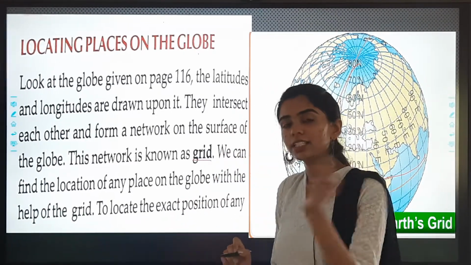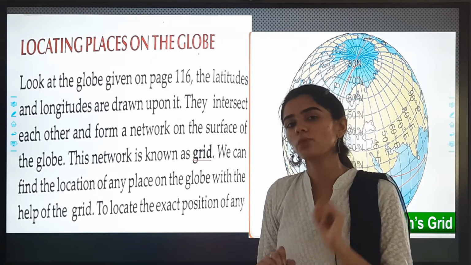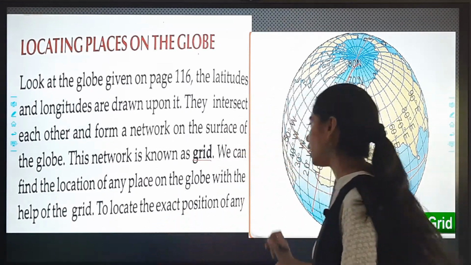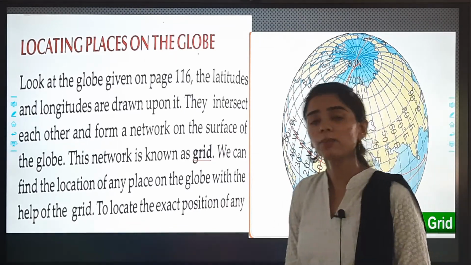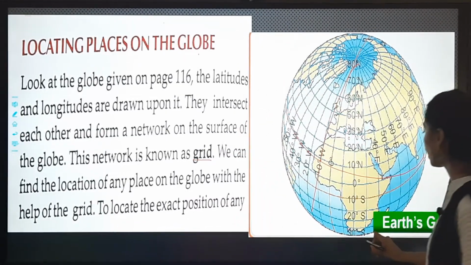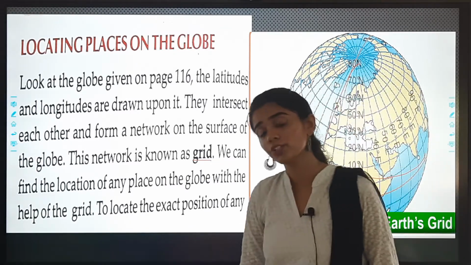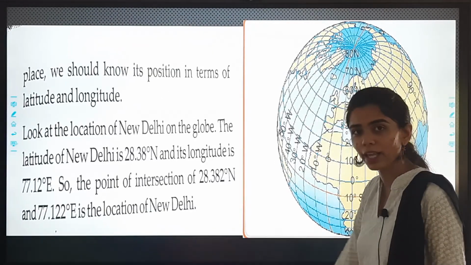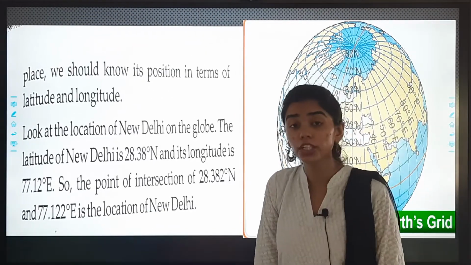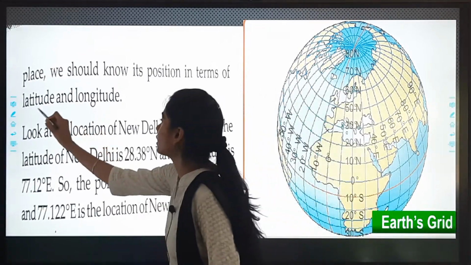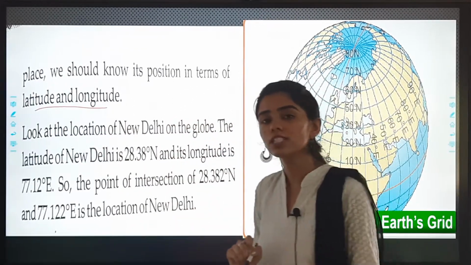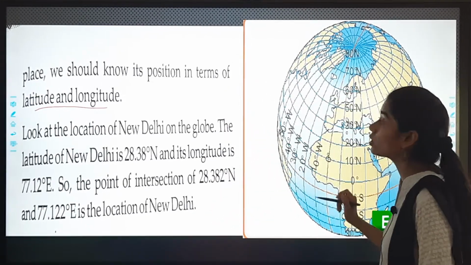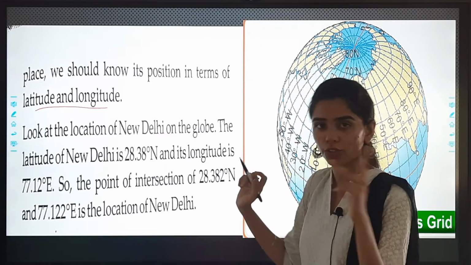The point where they intersect, that is known as what? Earth's grid. We can find the location of any place on the globe with the help of the grid. To locate the exact position of any place, we should know its position in terms of latitude and longitude. Now you will ask, ma'am, how will we find it out? So what do we have to do? We have to know the location on the basis of both latitude and longitude.